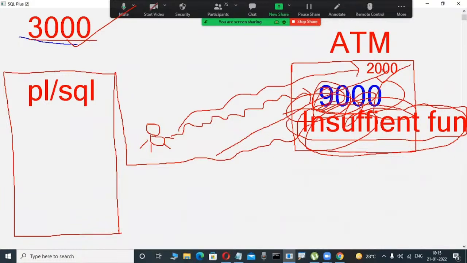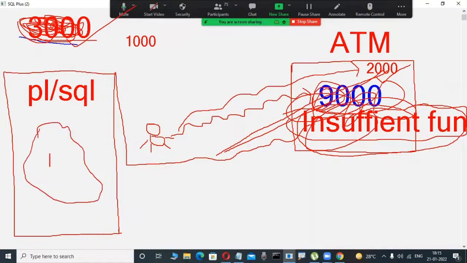Now, whenever we withdraw 2,000, the available balance is 3,000 minus 2,000, that is 1,000. I want that to affect my database. Otherwise, if you withdraw 2,000 and 3,000 is still available, the total banking system would collapse. Those transactions are written through coding. That's why PLSQL developers are required in a project.